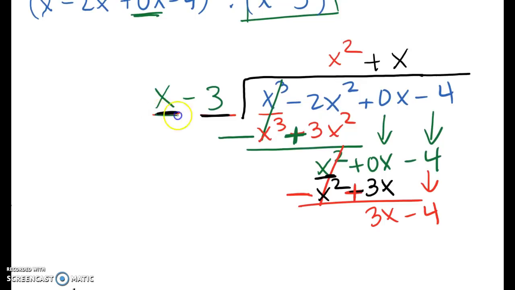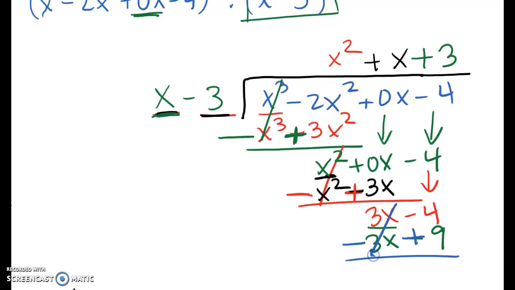And ask, what is it I need to multiply x by to get 3x? That's a 3. And I get 3x minus 9. Again, distribute that negative, that subtraction sign. These are going to go ahead and cancel, and I'm going to get a remainder of 5.